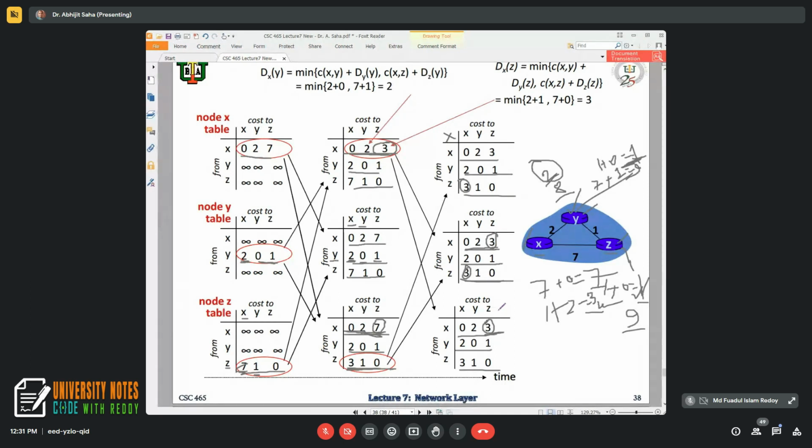Say here for node X, the direct nodes are Y and Z. So if there is an update, you send the update to nodes Y and Z, isn't it? If there is an update in Y, the update is sent to its direct nodes, X and Z. And if there is an update in the Z table, you send it to nodes X and Y, because from Z, X and Y are the direct neighbors. Understand? Yes, sir.